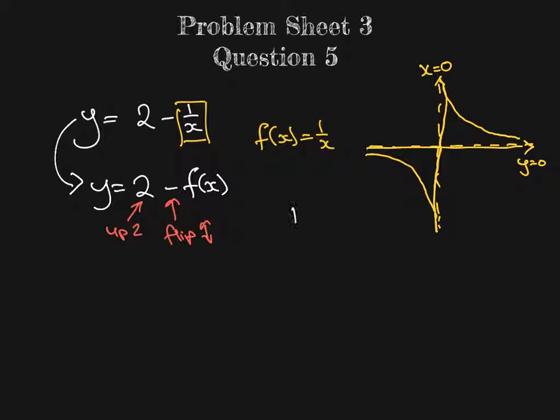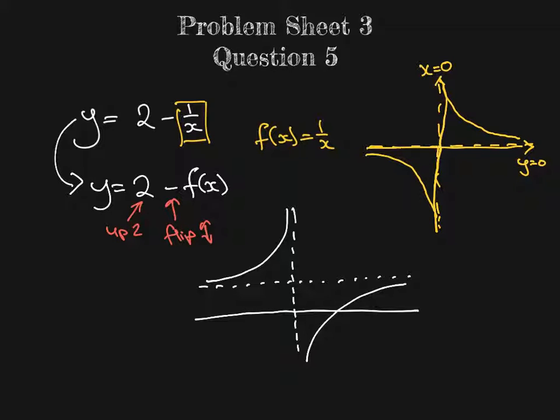I'm going to have a vertical asymptote and a horizontal asymptote, of course. The graph will have been flipped over the x-axis, so we'll now be in these two quadrants. It's been moved up 2, so the horizontal asymptote is now visible. It's gone up to y is 2, whereas the vertical asymptote is still kind of hidden underneath the y-axis.